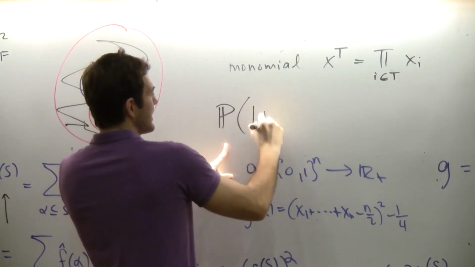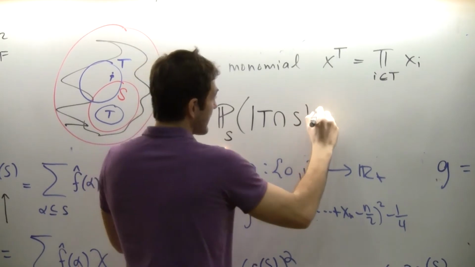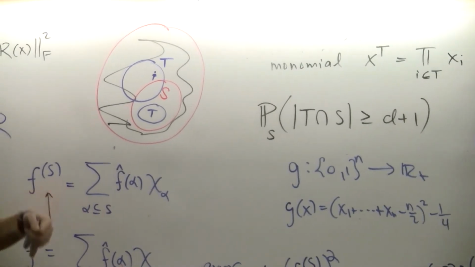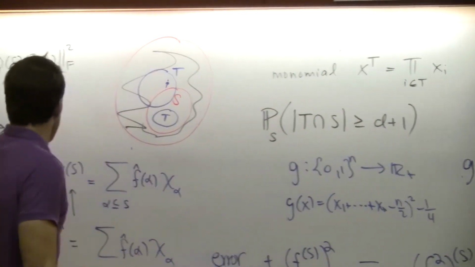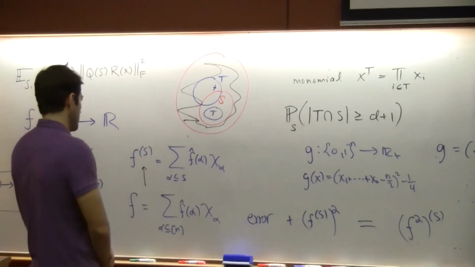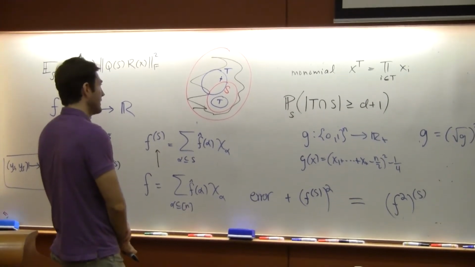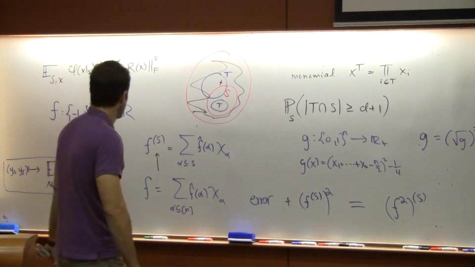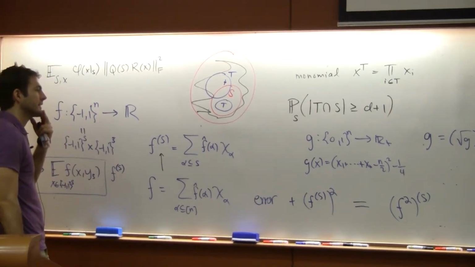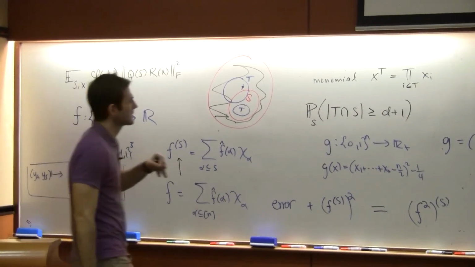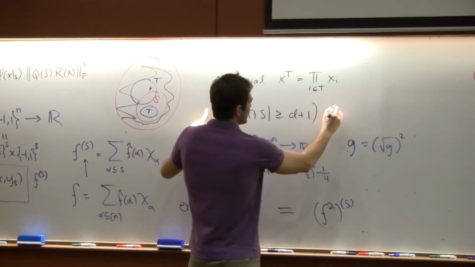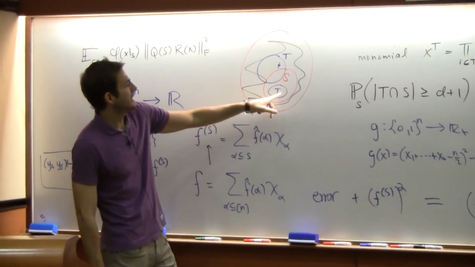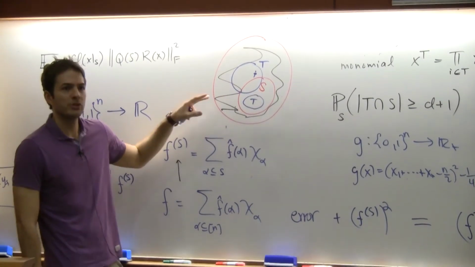I want to compute the probability that T intersected with the set S is bigger than d plus 1, which is the bad event for us, that we get something with degree bigger than d plus 1 afterwards. I see. Yeah, so this has to do with computing the square, which we didn't write out. Okay, so what we said is that in this linear relationship, if the set T doesn't fall completely inside S, then we get a contribution of 0.